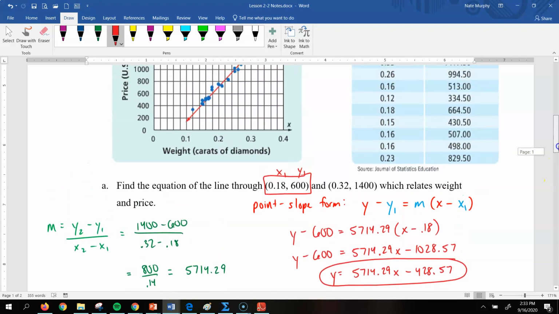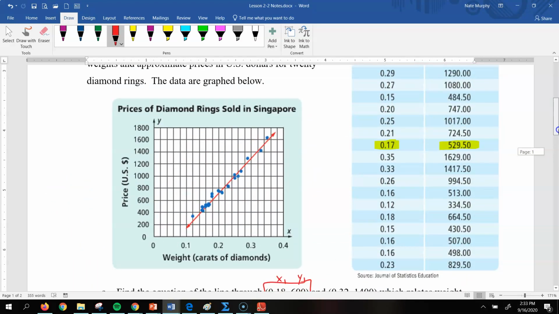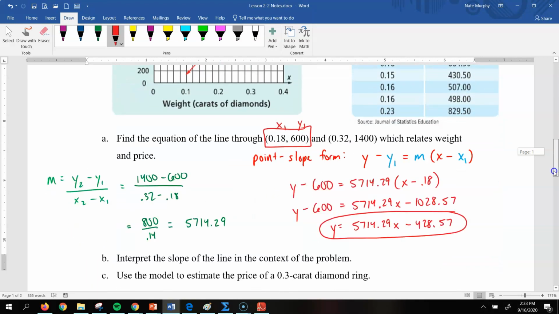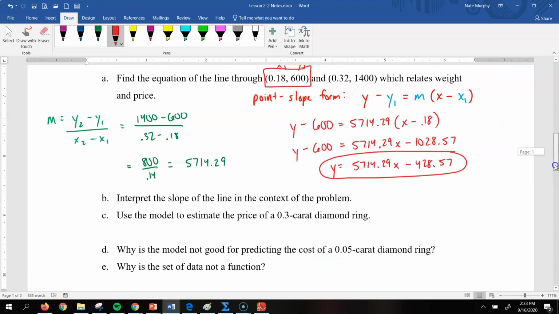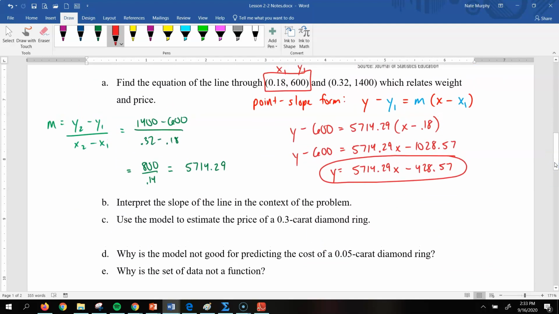Now, again, the reason why I say it models a problem is because it doesn't fit those points perfectly, but it's going to come pretty close. Now, let's use this to answer the questions here. It says in part B, interpret the slope of the line in the context of the problem. So I'm not going to write all this down.